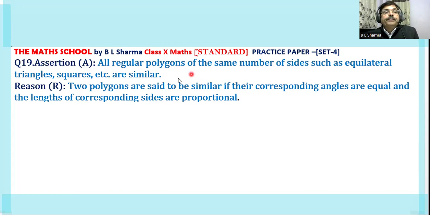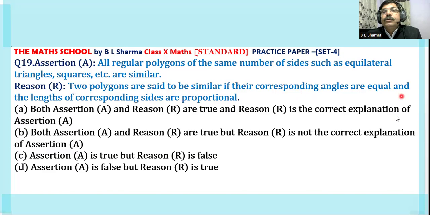Then what is the reason? Two polygons are said to be similar if their corresponding angles are equal and lengths of corresponding sides are in proportion. Yes, ये तो rule ही होता है. So this is also the rule of similar figures. So both A and R are correct, and R is the correct explanation of A. So we can say that A is the correct answer.